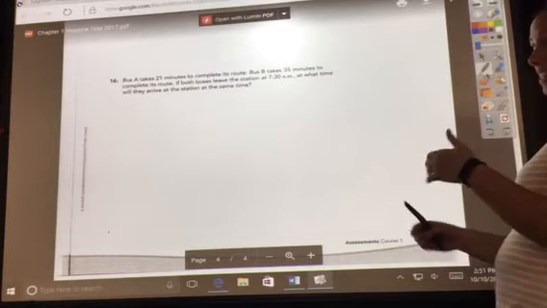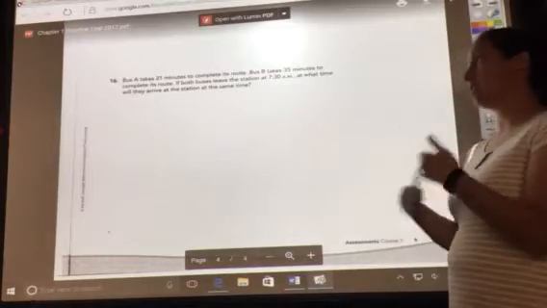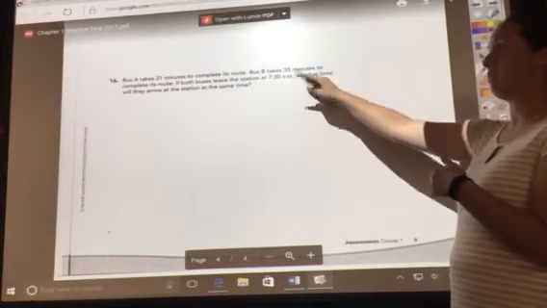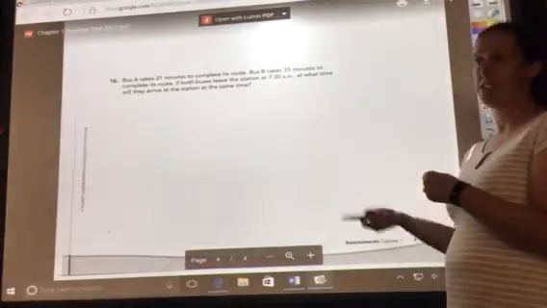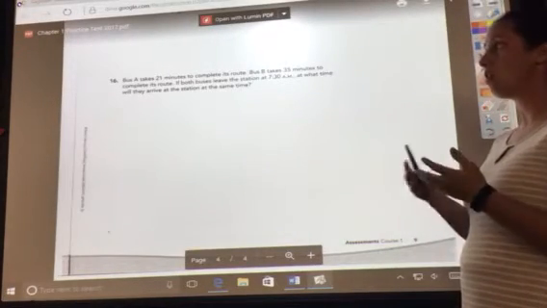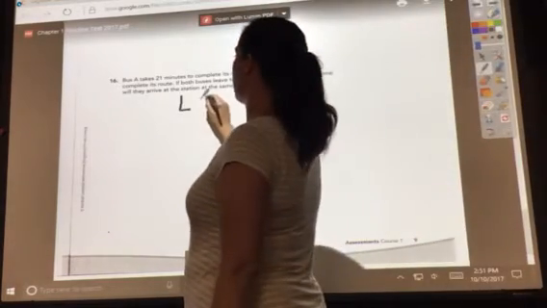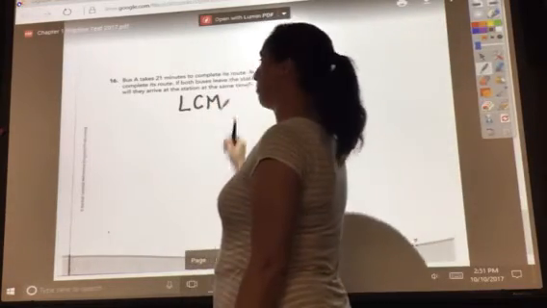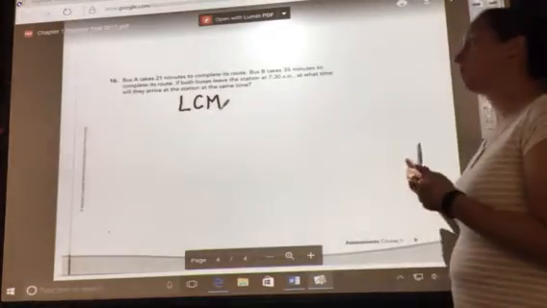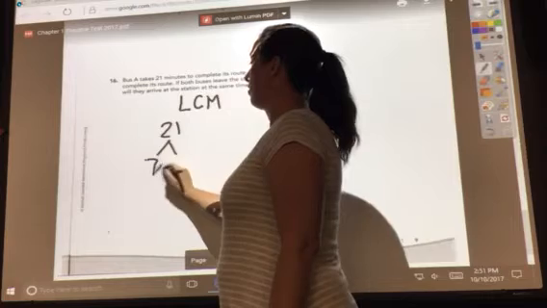So 21 minutes, the next time it would hit it is at 42 and 63 and so on. And you can do the same thing with 35. You could do 35 and 70 and see where those numbers meet up, or you can do it using the trees. And so what we're really looking for is the least common multiple. So they can list their multiples or they can do the trees. The trees are a little bit quicker once you get the hang of it.